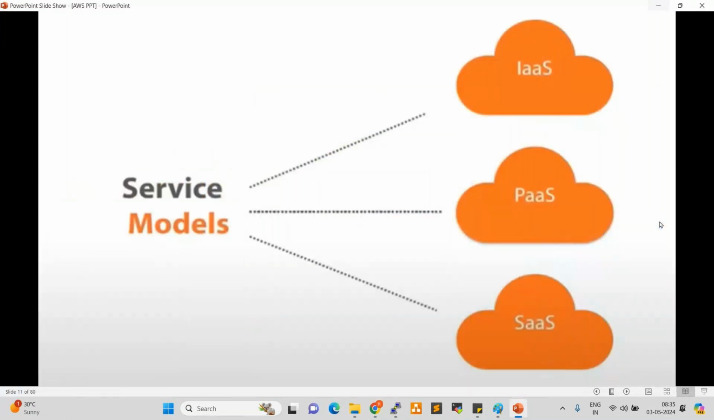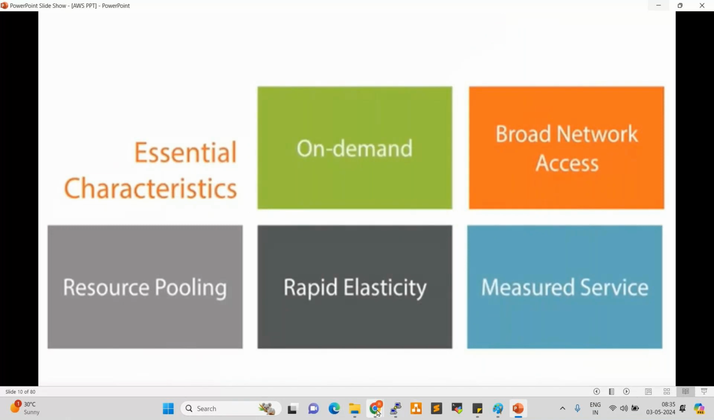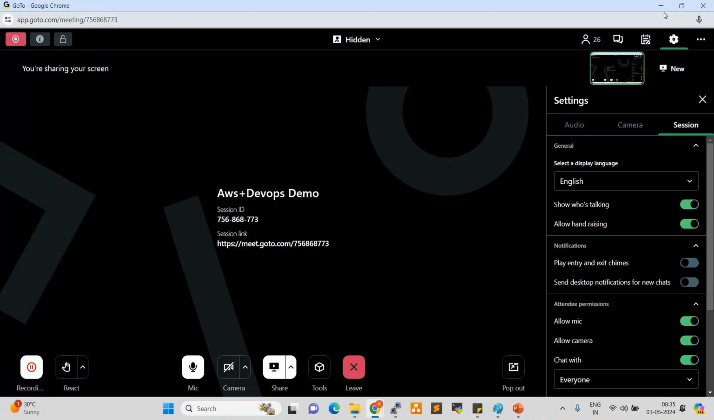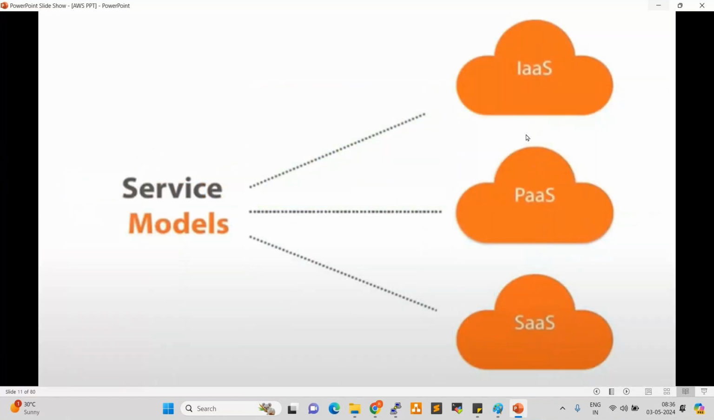Next one is service models. We have three service models: IaaS, PaaS, SaaS. Before going to this, in this slide, does anyone have any questions? You can ask me. Any questions in this slide? Fine. Next one is service models. We have three service models: IaaS, PaaS, SaaS.